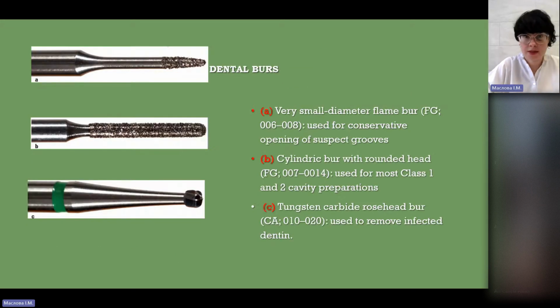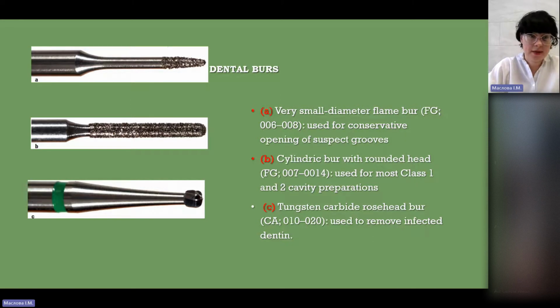What about the main dental instruments, rotary dental instruments? It's burs. You can see on this slide the main types of dental burs for preparation of all classes of dental cavities or carious cavities. There is photo A. It's a very small diameter flame bur used for conservative opening of suspected grooves. The next, photo B, it's a cylindric bur with rounded head used for most class 1 and 2 cavity preparation.